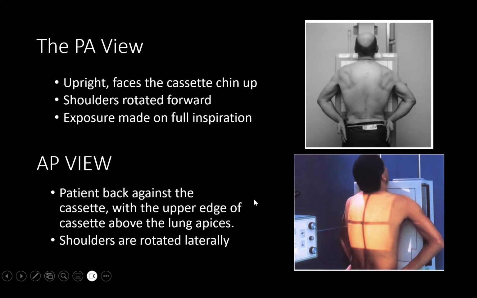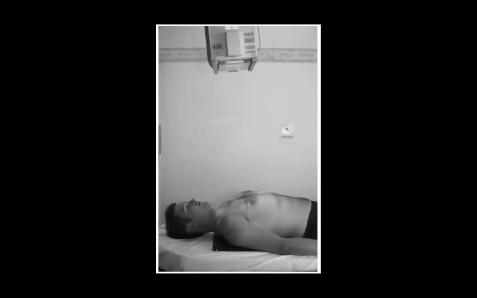By contrast, an AP view radiograph is obtained with the patient's back to the cassette. The upper edges of the cassette lie above the lung apices, and here again we make an attempt to rotate the shoulders anteriorly, but they end up being lateral, as you can see on this image here. So now you will notice that the distance from the source of the X-rays to the patient is much shorter in an antero-posterior radiograph. Also, the cassette lies behind the patient.